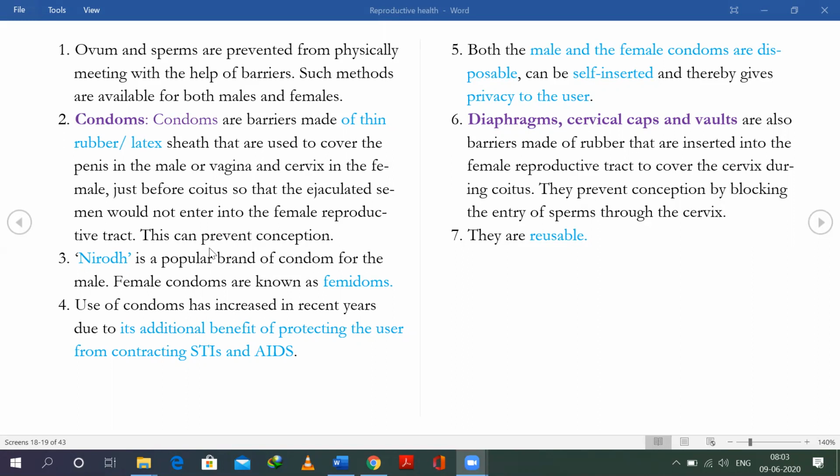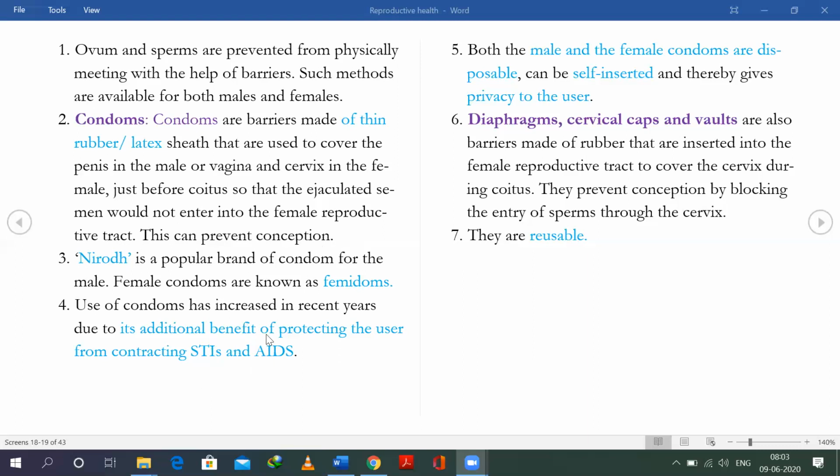And Nirodh is one popular brand of condom in India. In India, Nirodh is the brand of condom which is popularly sold as a male condom, and the female condoms are normally called femidoms. So it is a name. Please do remember this name as well. Sometimes it is asked.